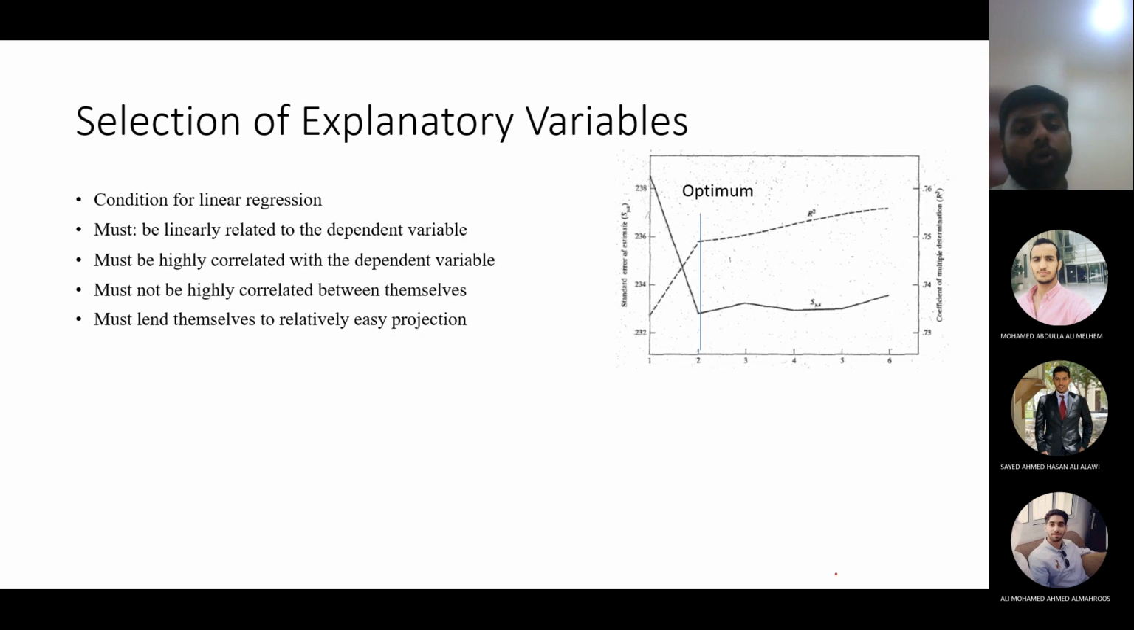They must be highly correlated with the dependent variable. I've already discussed this. All x values must be highly correlated with the y value. They must not be highly correlated between themselves. So if you have x1, x2, x3, x4, they should not be interrelated with each other. And they must lend themselves to relatively easy projection. The projection of these independent variables must be easier.